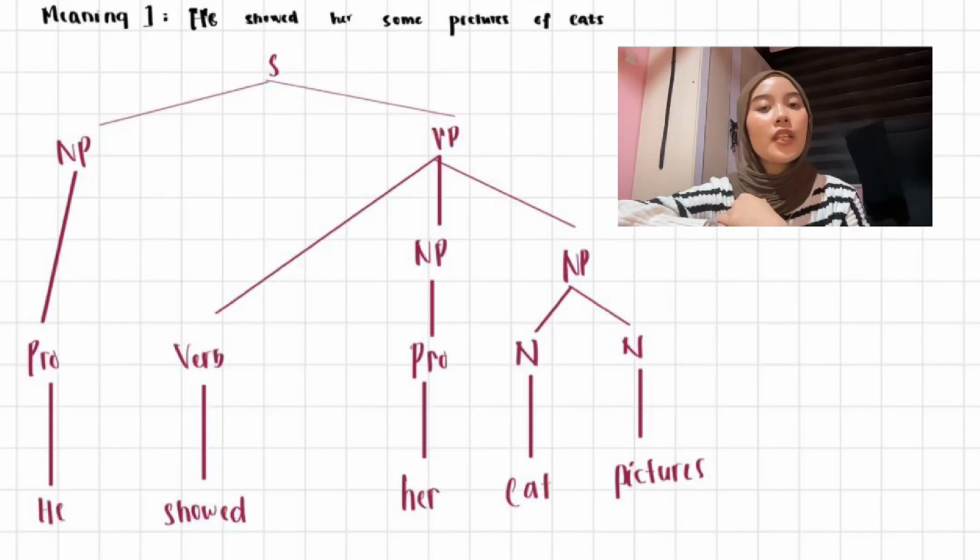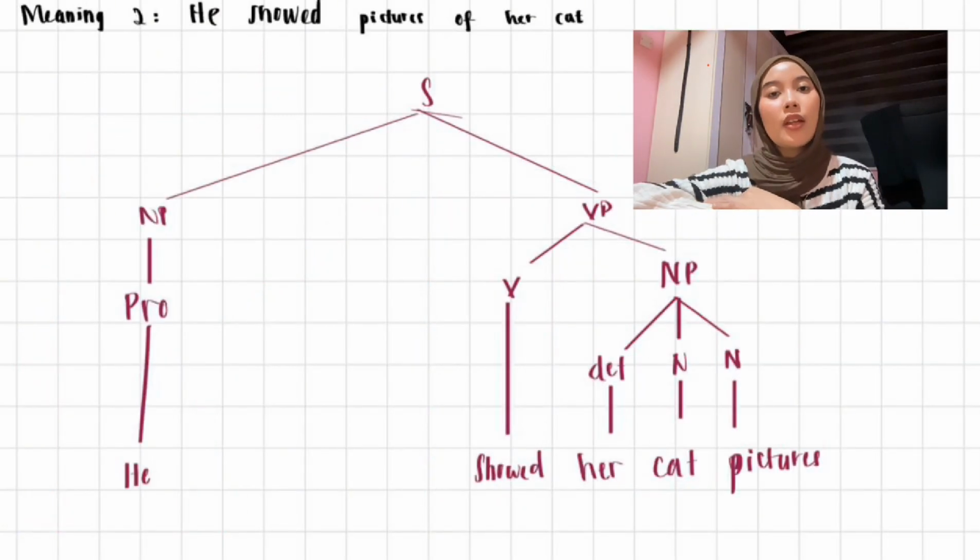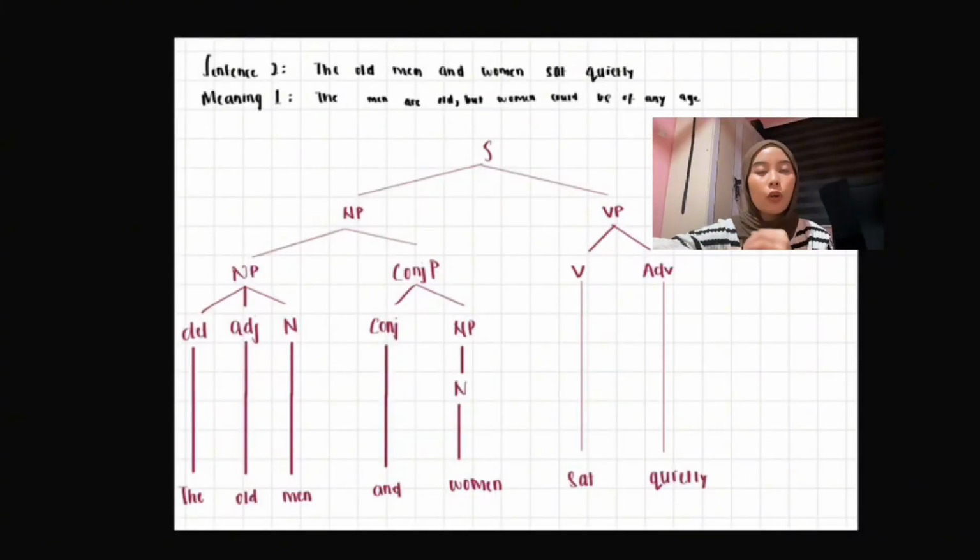For the first meaning, her is considered the pronoun, and for the second meaning, her is considered the determiner. Let's move on to the second ambiguous sentence, which is "The old man and woman sat quietly." In the first reading, the word old is attached to only man. So the sentence splits into two parts: the old man and the woman. In this version, only the man is described as old, while the woman is simply mentioned without any description of her age.